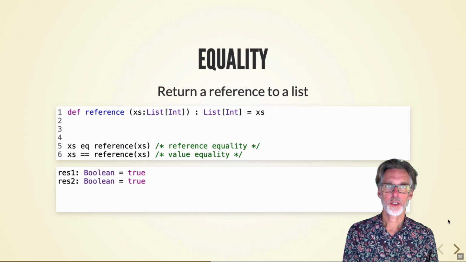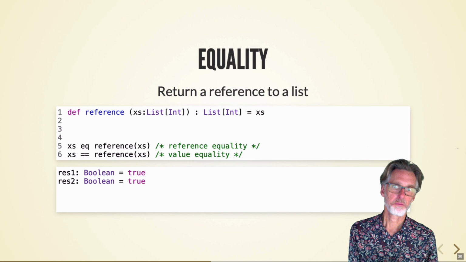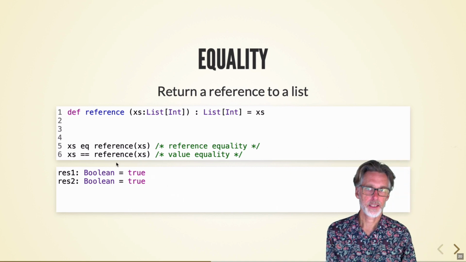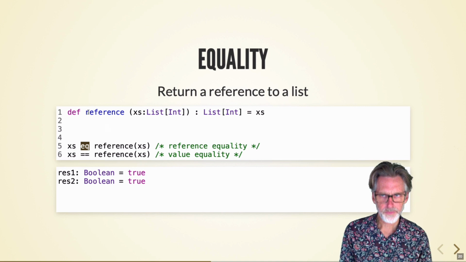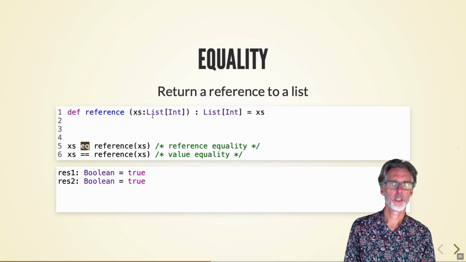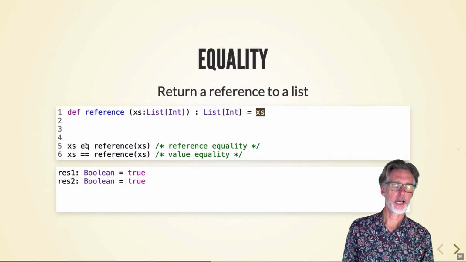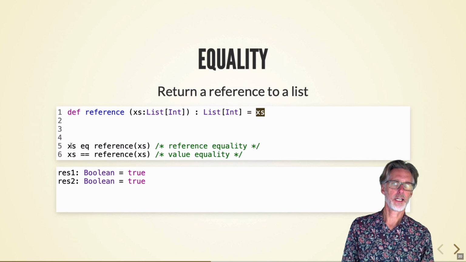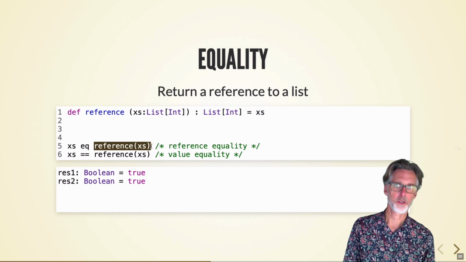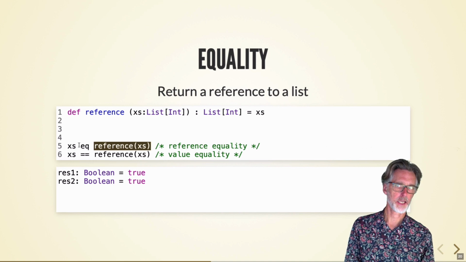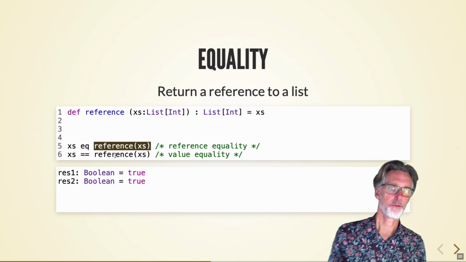Like most languages you know, Scala has different notions of equality. There's reference equality and value equality. In Scala, we write reference equality with the eq operator. In this case, for example, I have a function which takes a list and simply returns the reference that it was given. And you can see that if I have a reference xs and I ask, is that equal to the result of calling this function on xs? The answer is yes. And any two things that are reference equal are also going to be value equal.